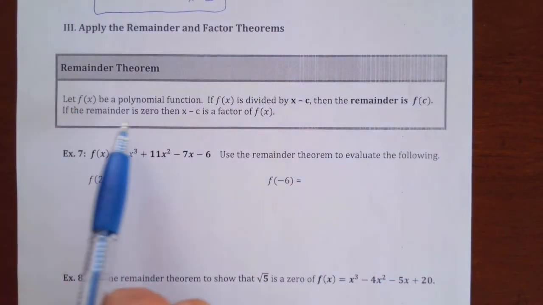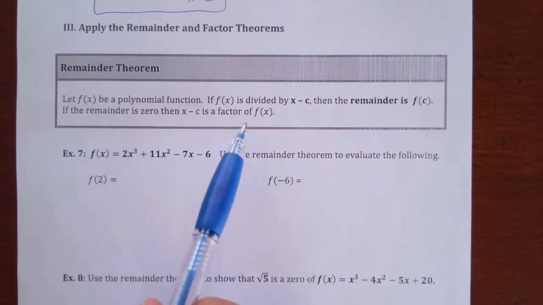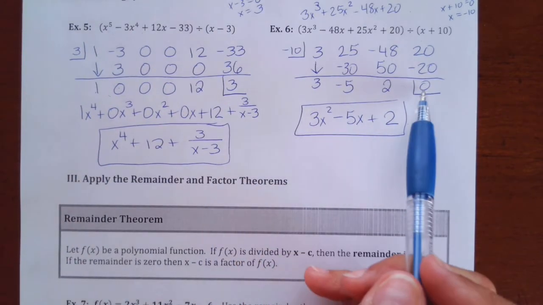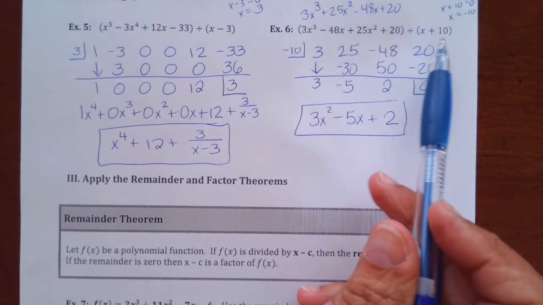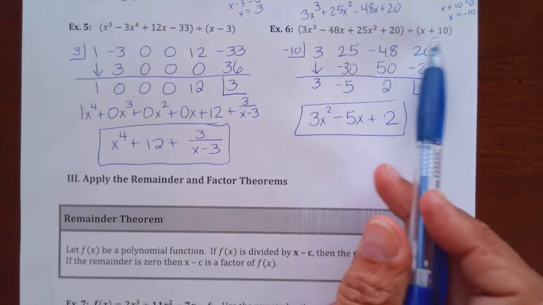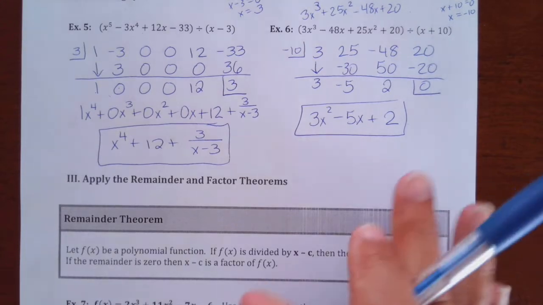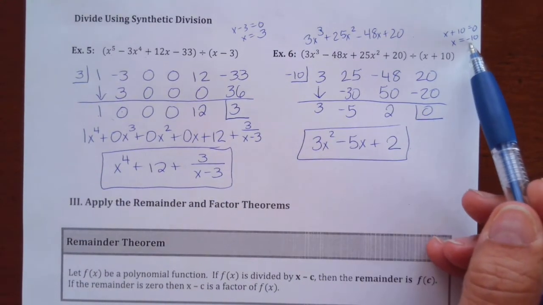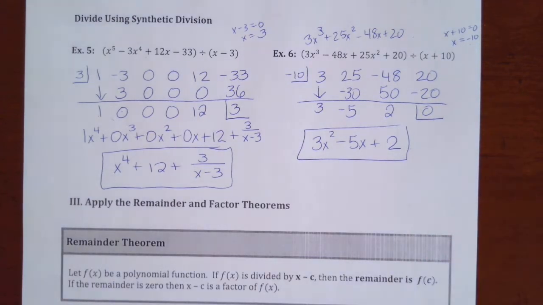And it says if the remainder is 0, then x minus c is a factor. Okay, because remember, if your remainder is 0, like this one was, that meant that that x plus 10 went in there evenly, so that means it's a factor. If you get a remainder, then that means that is not a factor. And remember, these are factors. X plus 10 is a factor. Negative 10, that's the 0, right? So remember, those are kind of the same thing. It's just the way you're looking at it differently.